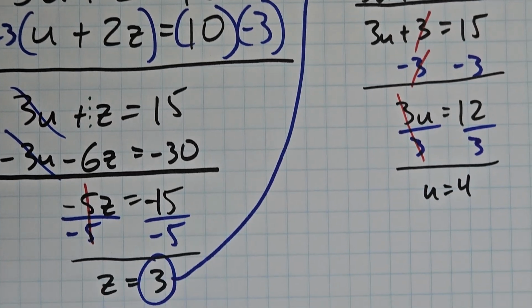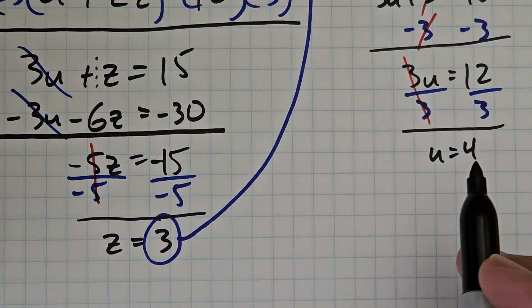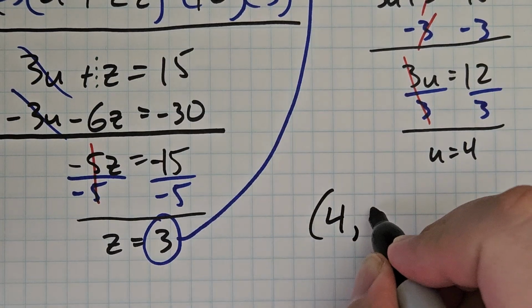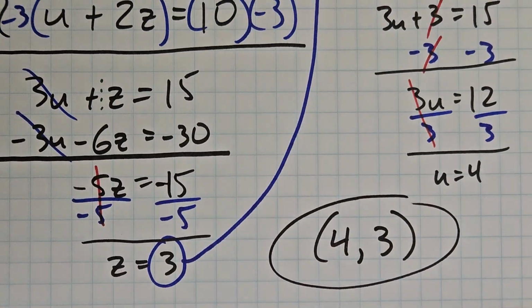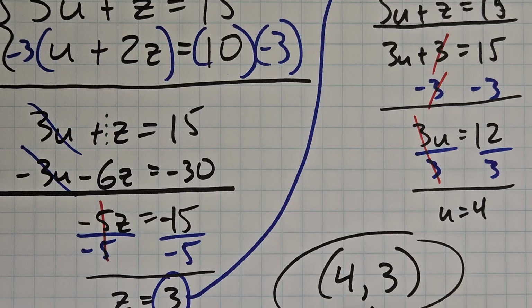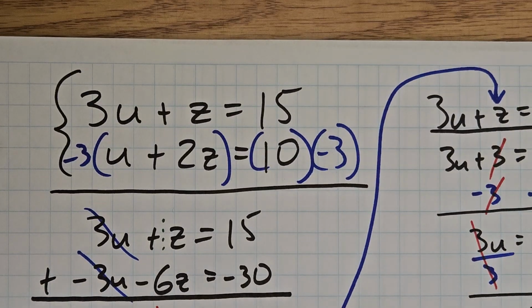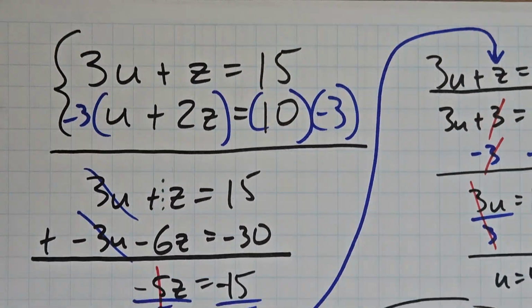So, time to write my solution. My solution is an ordered pair in alphabetical order. U comes before z: 4, 3. That is my solution. That is, in algebraic terms, the ordered pair of values for the variables that make both equations true simultaneously.